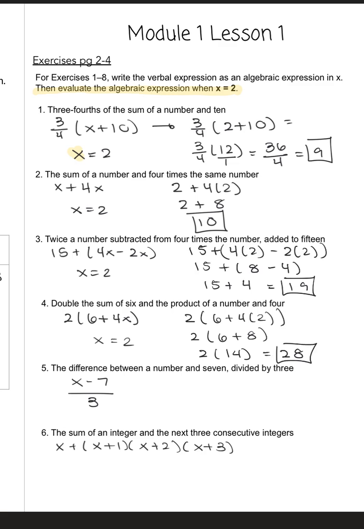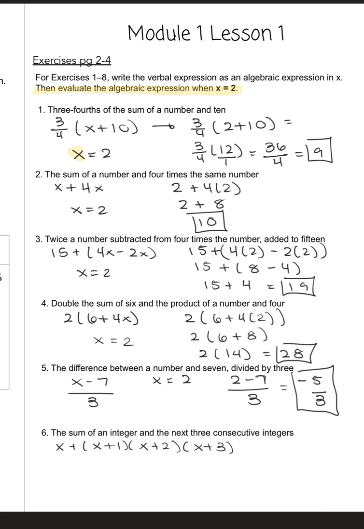X minus 7 divided by 3, when x is equal to 2. All right, so we're going to have 2 minus 7 divided by 3. We have negative 5 divided by 3. All right, so sometimes when we solve, we're going to get whole numbers. Sometimes when we solve, we're going to get fractions.